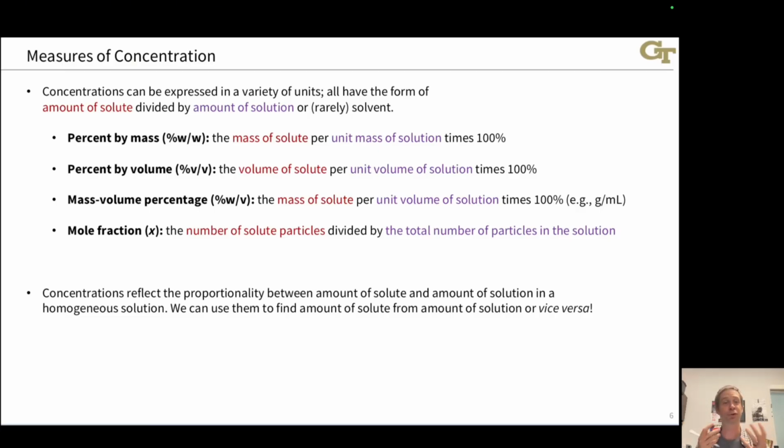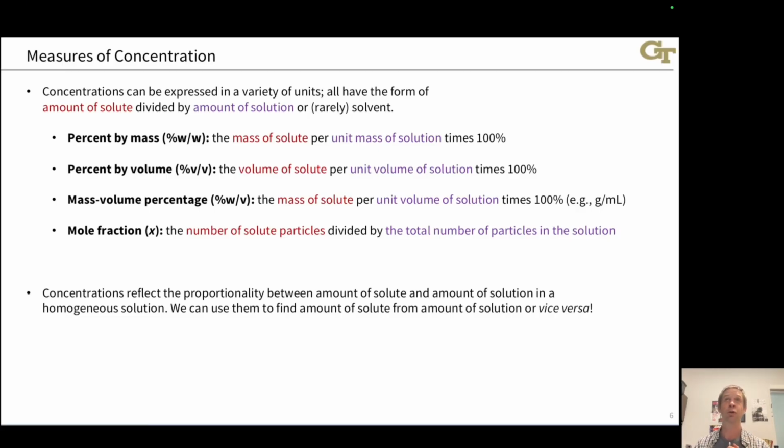So for example, percent by mass is the mass of solute per 100 grams of the solution, or the mass of the solute per unit mass of the solution times 100%. Percent by volume is a similar idea. We take the volume that the solute would occupy, divide that by the unit volume of the solution, and multiply by 100%.